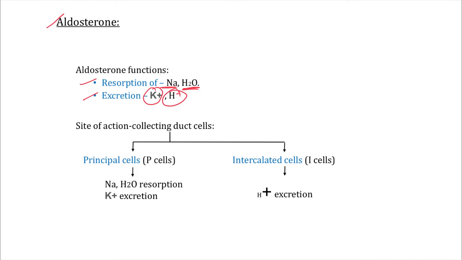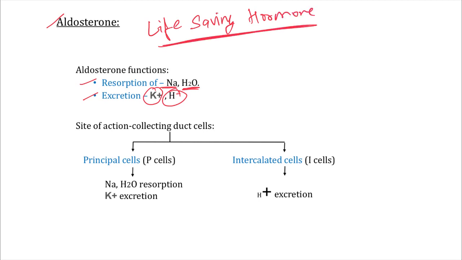So these are the vital ions of our body. That's why this aldosterone hormone is also known as the life saving hormone. What is the major life-saving hormone of the body? It is aldosterone. Very important.